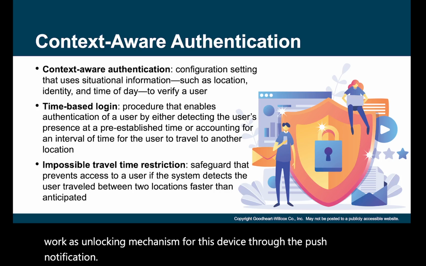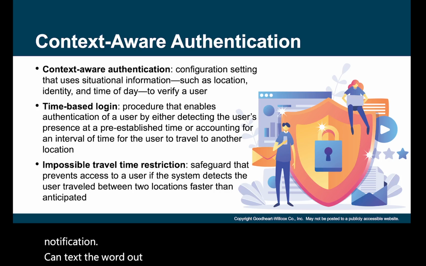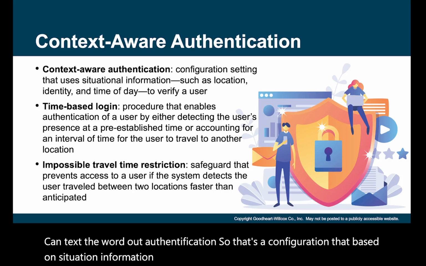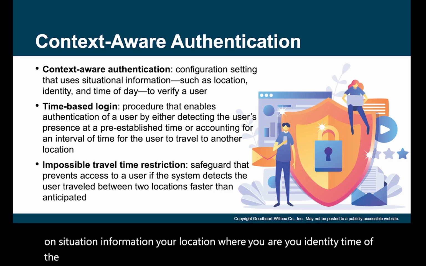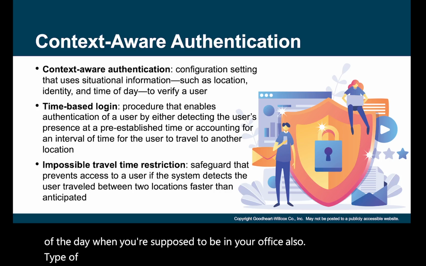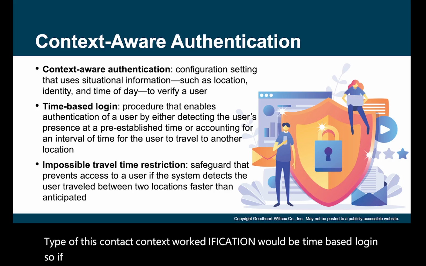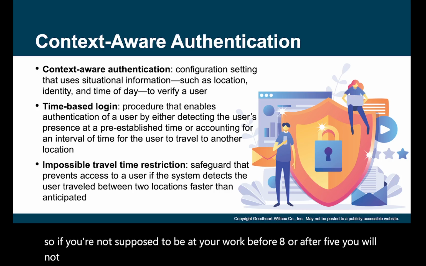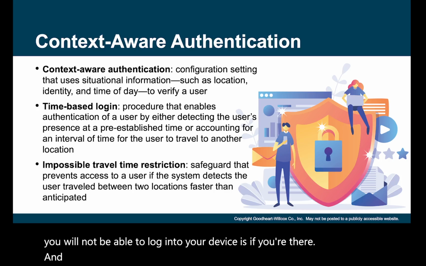Context-aware authentication is a configuration based on situation information: your location, where you are, your identity, and the time of day, when you're supposed to be in your office. Another type of context-aware authentication would be time-based login. So if you're not supposed to be at your work before 8 or after 5, you will not be able to log into your devices if you're there. And travel restriction and time restriction.